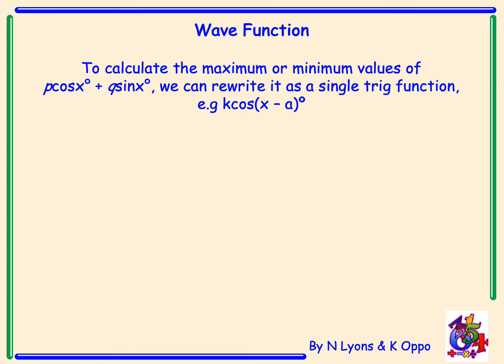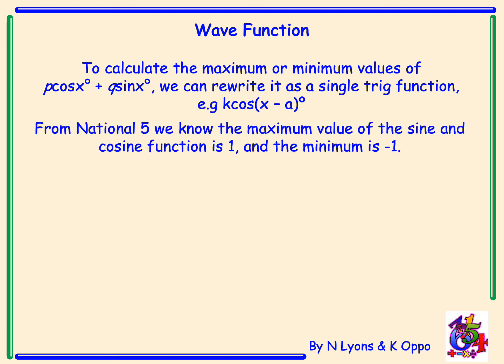To calculate the maximum or minimum values of an expression of the form p cos x plus q sin x, we need to rewrite it as a single trig function, i.e. we need to use our wave function calculations.